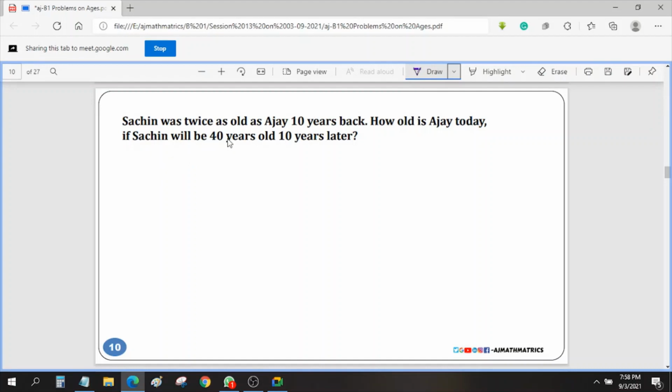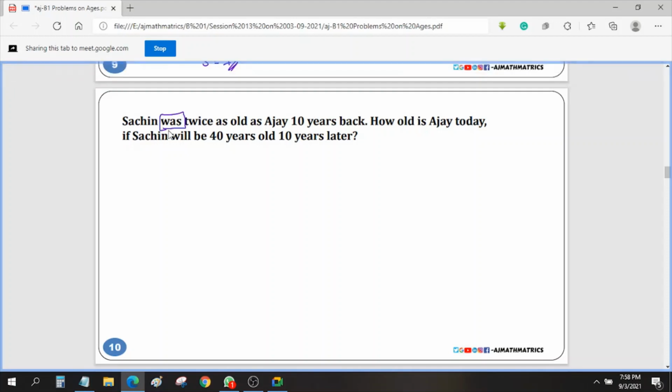Sachin was twice as old as Ajay 10 years back. And see, when you observe this one, was means what? It is representing a past tense age. And how old is Ajay? Is means what? It is a present tense. If Sachin will be 40 years old 10 years later. See, in this question we have three things. Three represents three different tenses here.